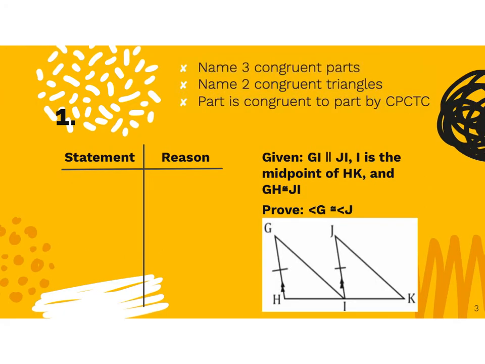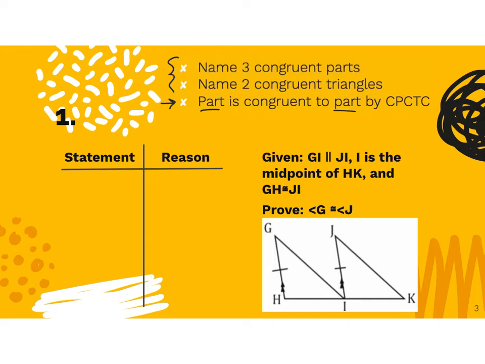Let's just recall that in LR3, we were naming three congruent parts, and then naming the two triangles congruent based on the three congruent parts that you find. In LR4, we are taking it one step further, and we're saying this part is congruent to that part because of CPCTC, or corresponding parts of congruent triangles are congruent, or if triangles congruent, then parts equal. All mean the same thing. Let's do some practice here together.